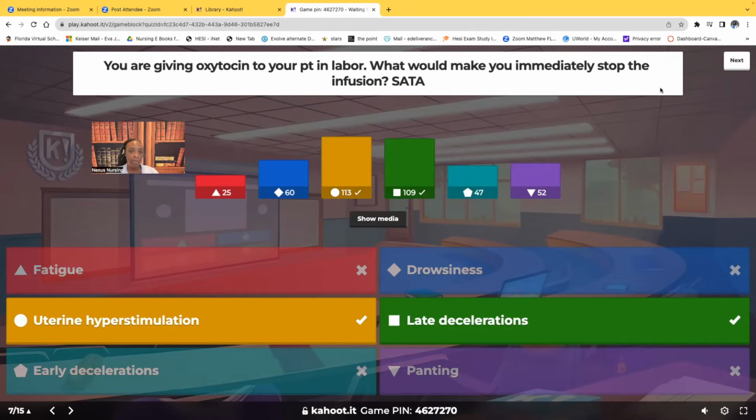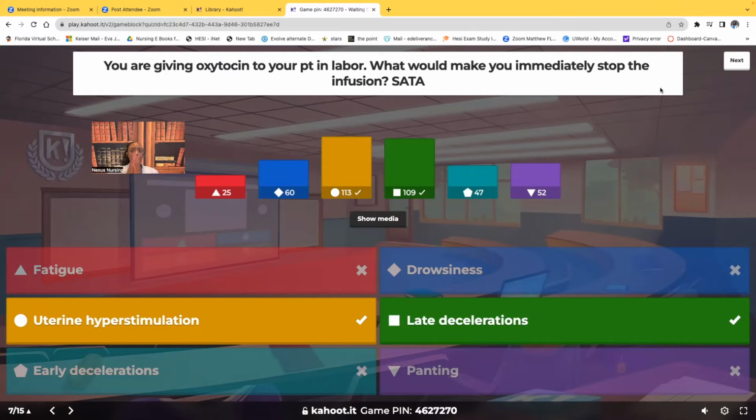Guess what? She's in labor. She's going to be fatigued. Drowsiness, no. Oxytocin doesn't cause the drowsiness. Early decelerations, actually, that's a good thing. We see good communication between that baby, the fetus, excuse me, brain and heart, no issue with that. And panting, we expect them to be panting during labor.